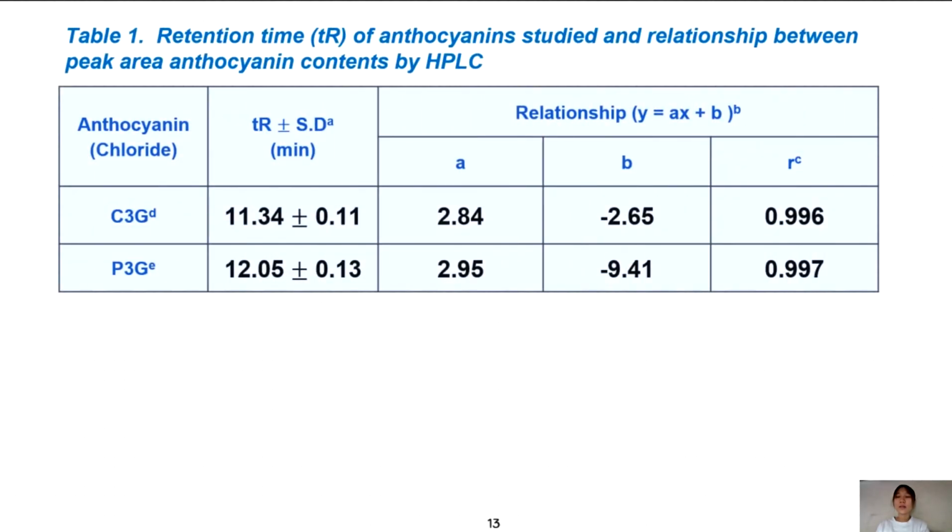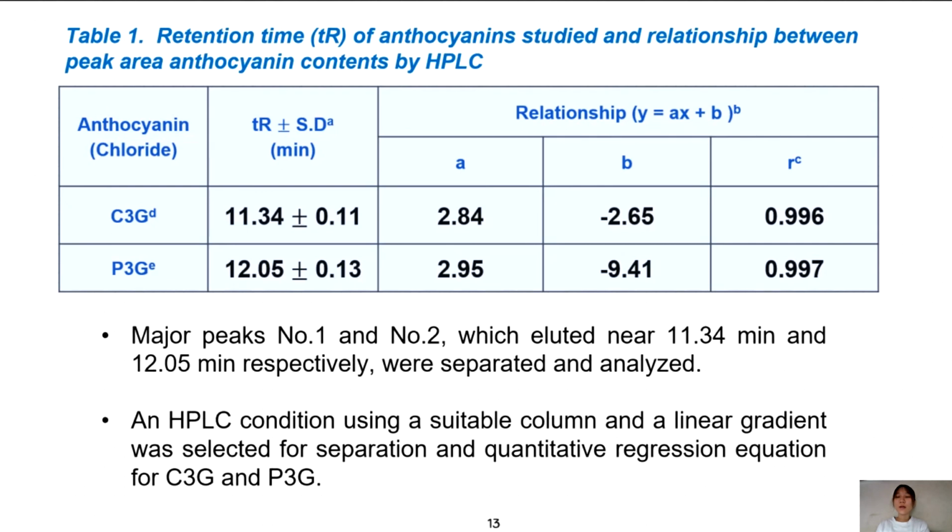Let's move on and look at the table of retention time (TR) of the studied anthocyanins and the relationship between peak area and anthocyanin content by HPLC. There are 2 major peaks, number 1 and number 2, which eluted near 11.34 and 12.05 minutes respectively, and were separated and analyzed. An HPLC condition using a suitable column and a linear gradient was selected for separation and quantitative regression equation for C3G and P3G.